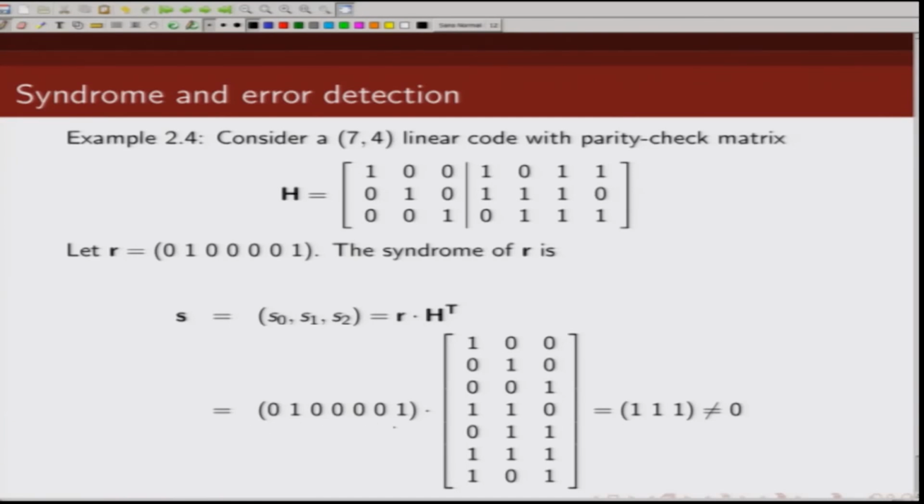R is this and H is given. So, H transpose is basically 1 0 0, 0 1 0, 0 0 1. So, this is my H transpose, and when I multiply this by this, this by this, and this by this, what I get is 1 1 1, which is not 0. That means there is an error in my received sequence.